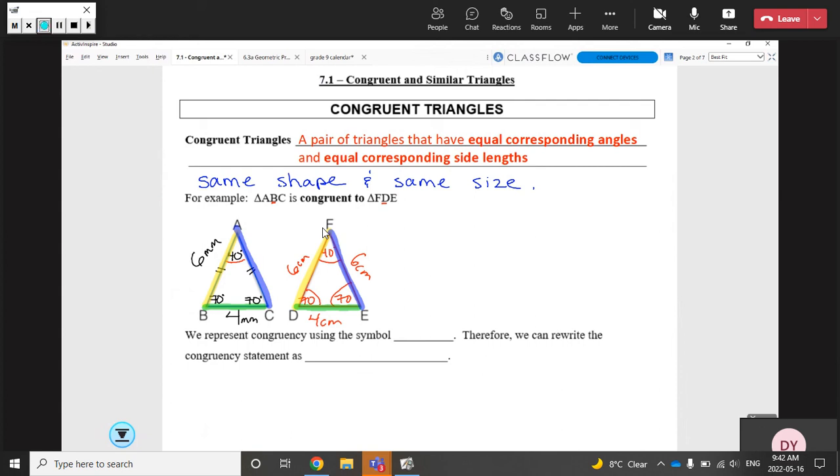So we represent congruency with this symbol here. It's like an equal sign with a little squiggle on top. That squiggle's name is tilde, but that's the sign for congruent. So therefore, we can rewrite the congruency statement: instead of saying triangle ABC is congruent to triangle FDE, we can use the congruent symbol between triangle ABC and triangle FDE.